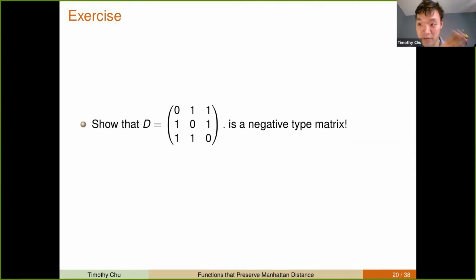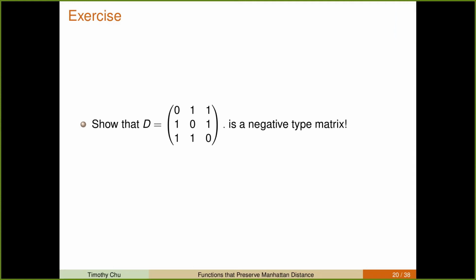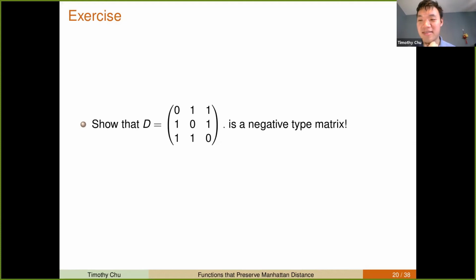And again, recall the definition of negative type matrix. It just means x transpose Dx is non-positive if x is orthogonal to the all ones vector. Well, I see that the trace is 0. Is that a start? Sure. Well, the hint for this problem is to use a criterion mentioned before.